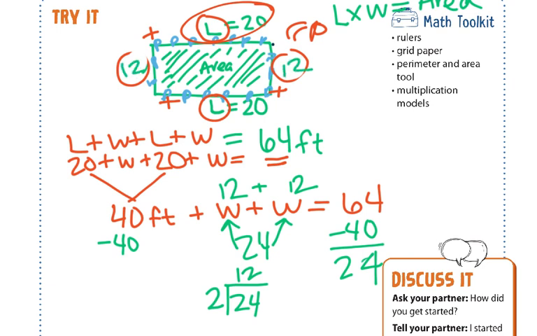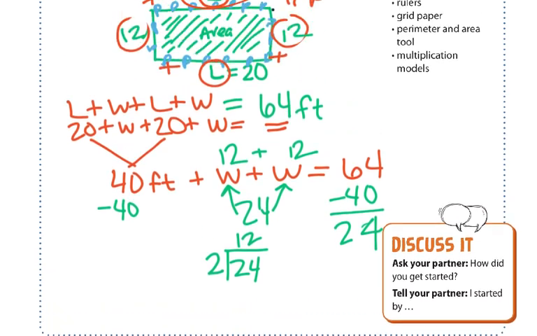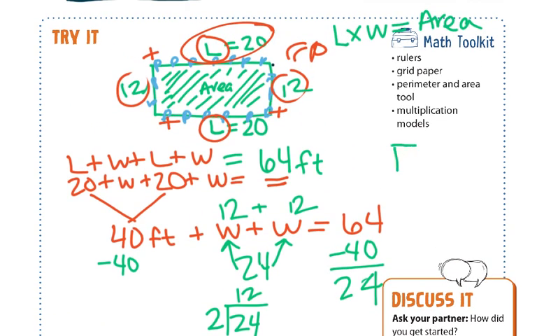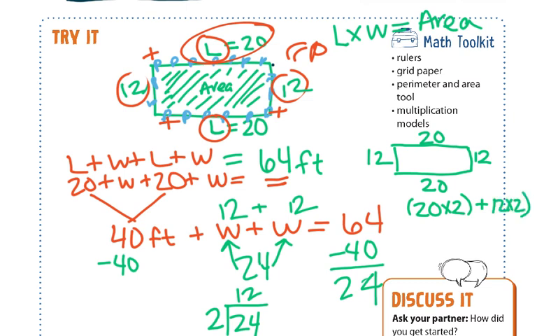So I know that each width is now 12, and I'll come up here and I'll write 12 here, 12 here. I'm going to draw it one more time just to make sure we know what we're talking about. So here's my final answer. The length is 20. The width on both sides is 12. And if I add 20 times 2 plus 12 times 2, I'm going to actually solve it. 20 times 2 is 40 plus 12 times 2 is 24. That equals 64 feet.